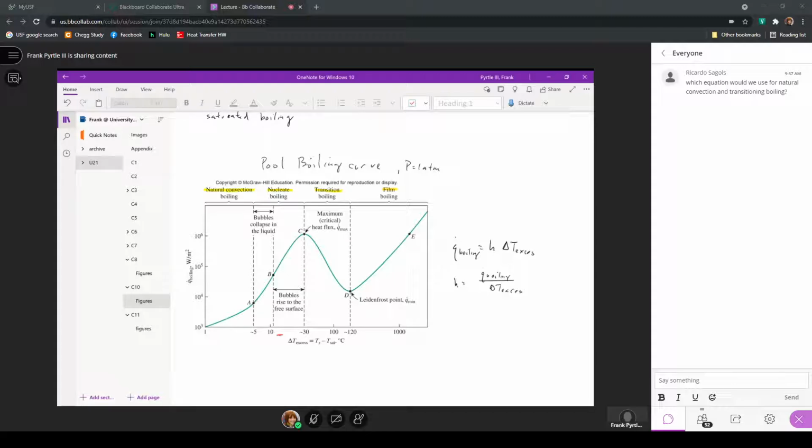it will shift slightly to the left or right. It'll shift slightly to the right if it's a higher pressure, or shift slightly to the left if it's a lower pressure than atmospheric conditions. But the temperature differences are going to remain about the same no matter what the pressure actually is. Now, this curve will completely change if we change the fluid, but we'll still have natural convection, nucleate, film boiling, and transition boiling if it's a temperature controlled experiment.